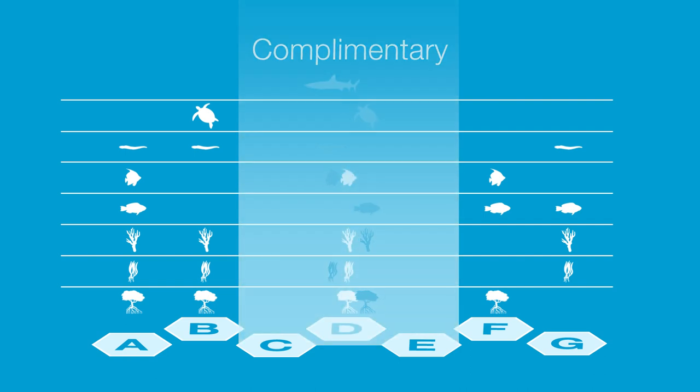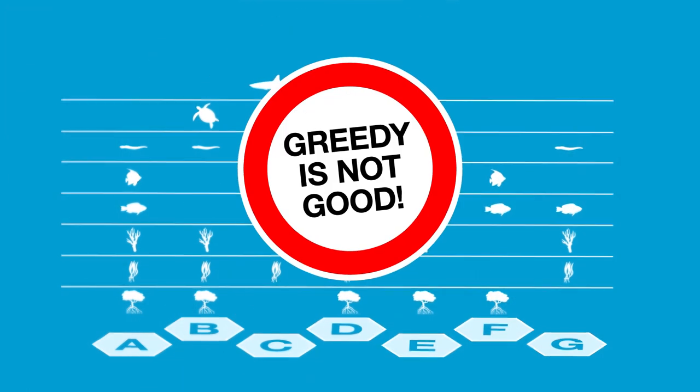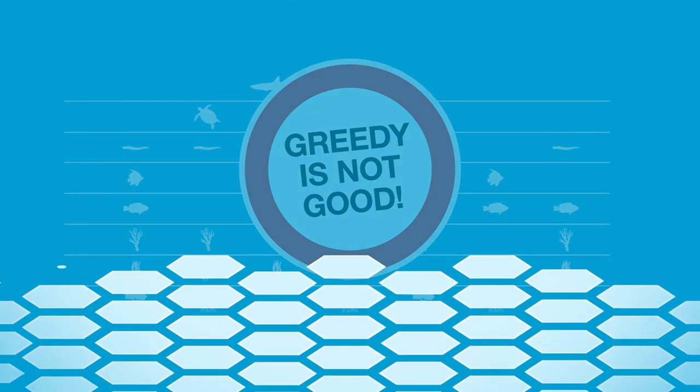Finding efficient reserve systems that represent all conservation features is not as simple as it looks. Greedy is not good. Imagine solving this problem for the Great Barrier Reef, where there are over 200 conservation features across 17,000 sites.